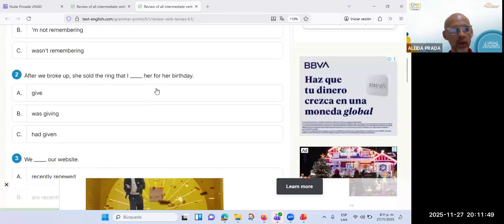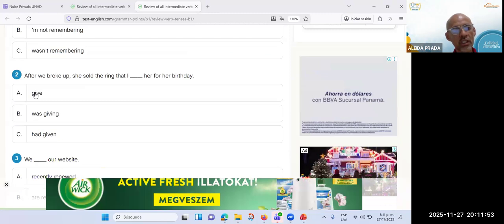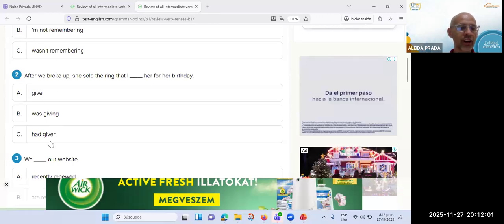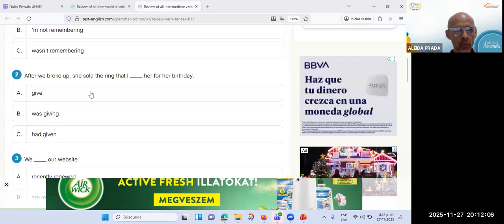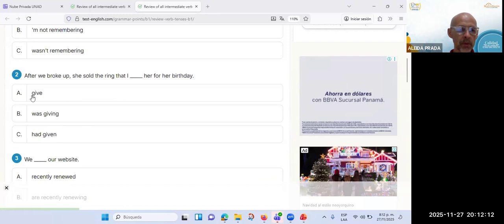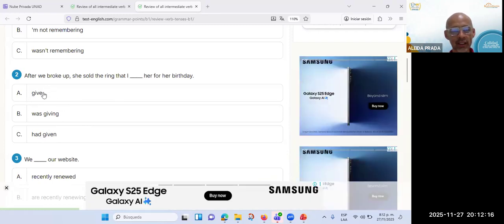Number 2, Paula. After we broke up, she sold the ring that I gave her for her birthday. And we have 3 options: give, was given, or had given. Here we have 3 options with the same verb: give, giving, or given.